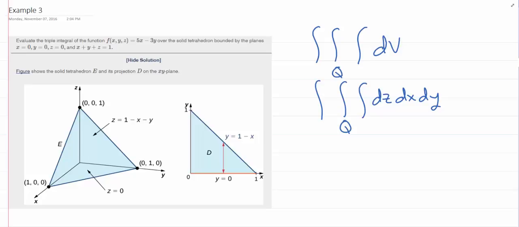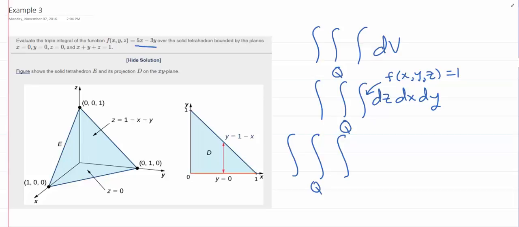For example, in this case, notice this, we want to evaluate an integral of 5x minus 3y. In the integrals we've worked with before with triple integrals, the function in here has just been 1. We had f of x, y, z, but that was just equal to 1. Now we have f of x, y, z equals 5x minus 3y. So what we're going to get is not volume.